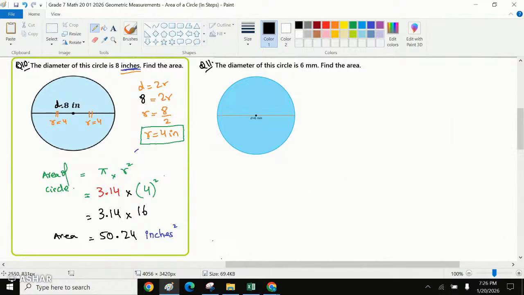Question number 11. If the diameter is given as 6, can we say that the radius will be this length, or this length, or this length? Radius is a distance from the center to the circumference anywhere in the circle. So can we say diameter is twice the radius? The diameter was given as 6, so 6 is 2r and the radius comes out to be 6 upon 2. The radius comes out to be 3 millimeters, because we have to use the same unit.